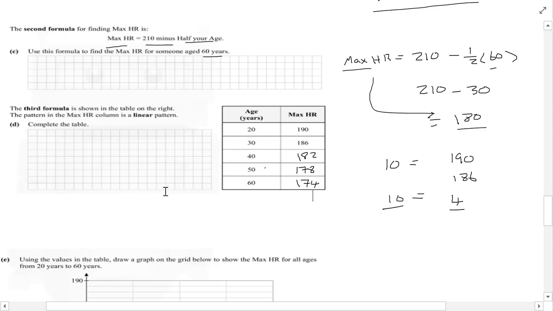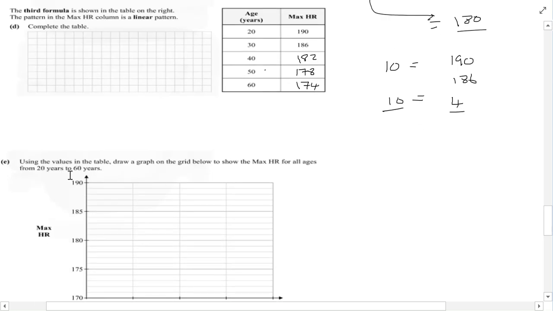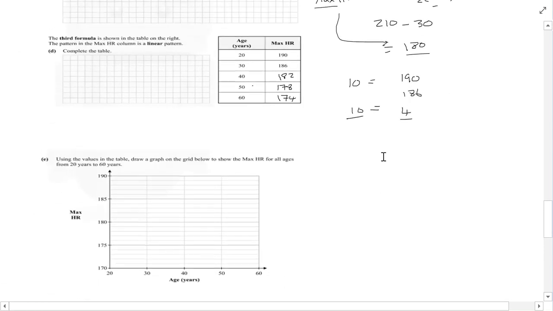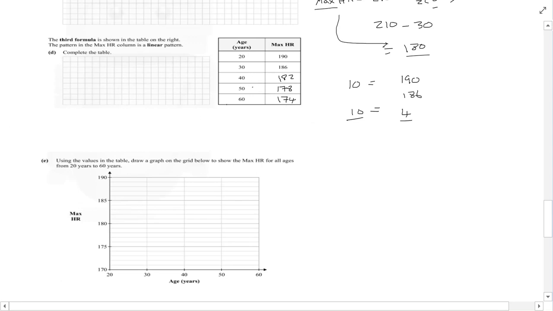And then what it asks us to do is, using the values in the table, draw a graph on the grid below to show the maximum heart rate for all ages from 20 to 60 years. So what you've been asked to do here is take your values that are here within this. So you want to take all these values here. So this one, this one, this one, this one, and this one, and you want to plot them on the graph, okay?